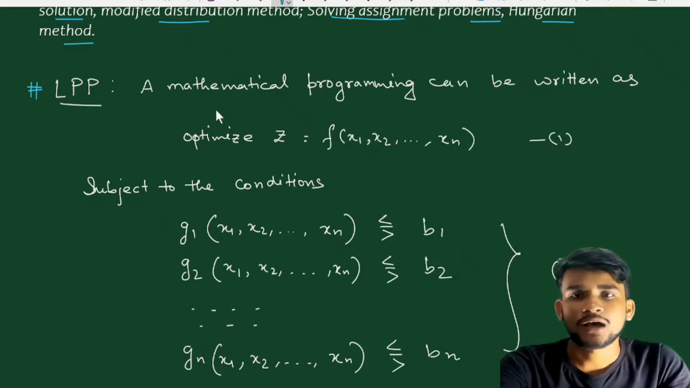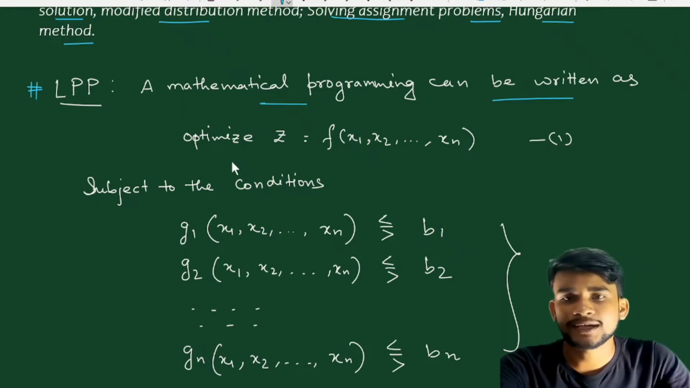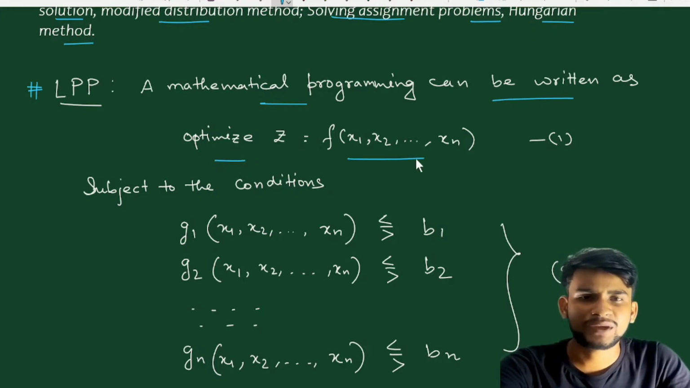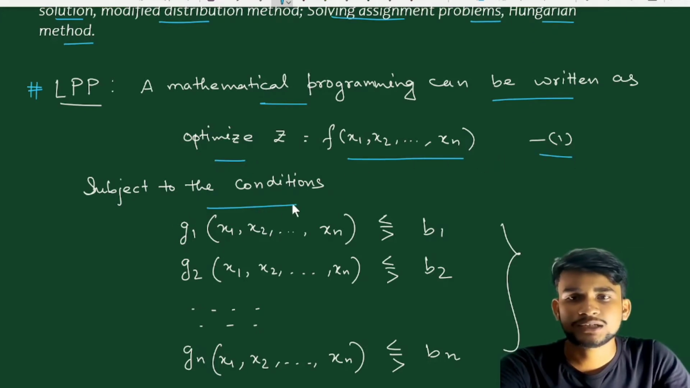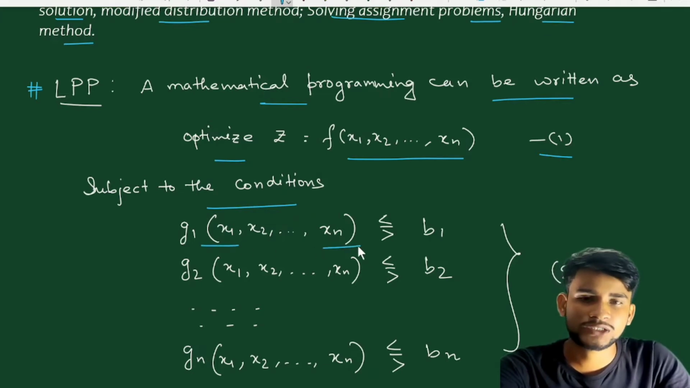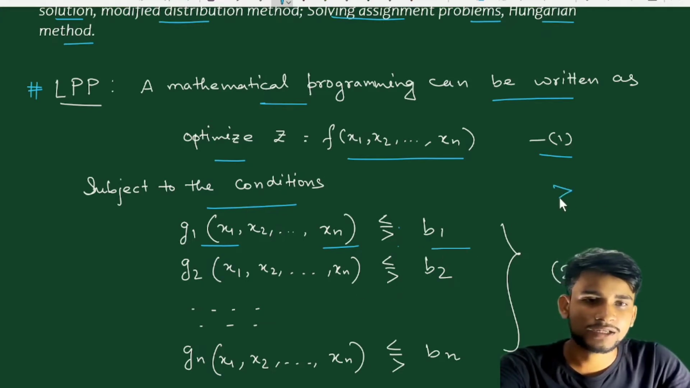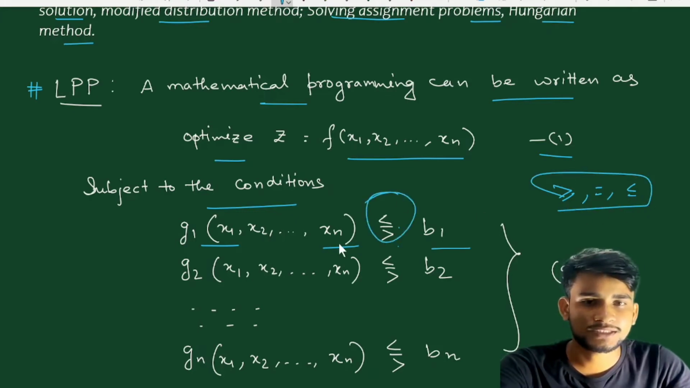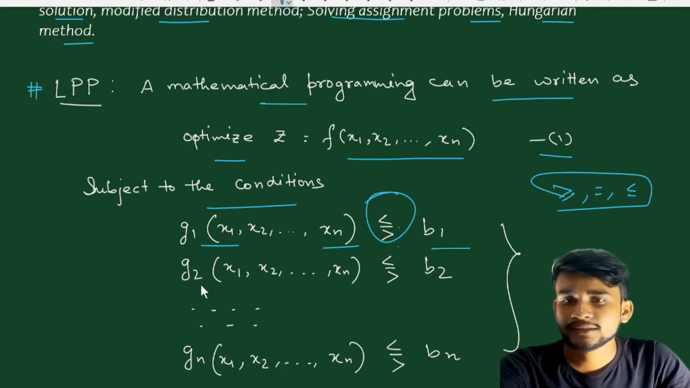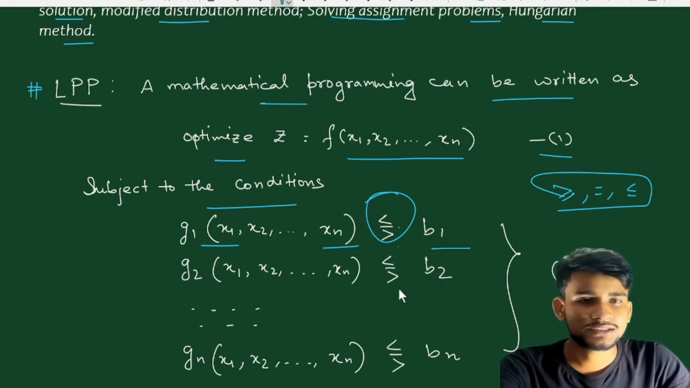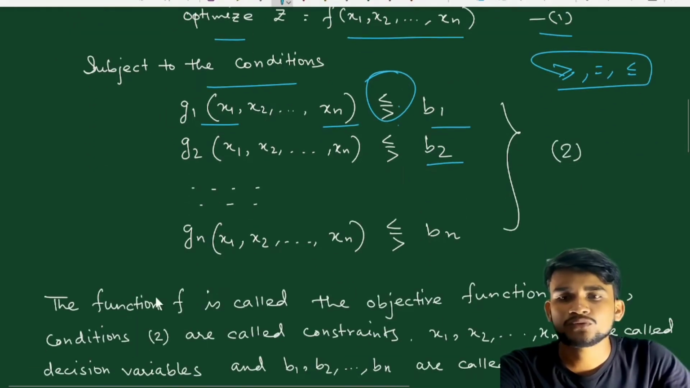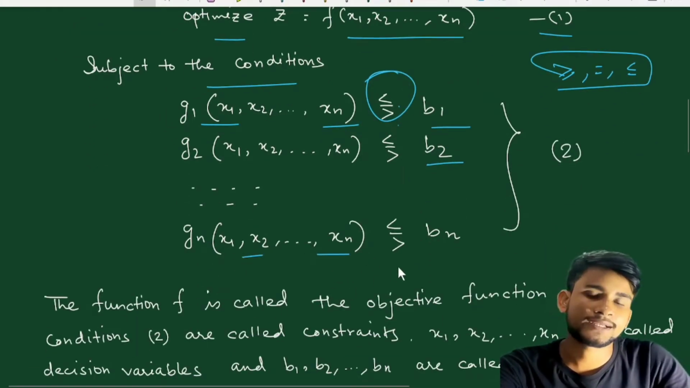A mathematical programming problem can be written as: optimize z equal to f of x1, x2, ..., xn, subject to the conditions g1 of x1, x2, ..., xn, with the sign greater than or equal to, less than or equal to, or equal to b1. These three signs are possible. Then g2 of x1, x2, ..., xn with one of these signs b2, and similarly up to gn of x1, x2, ..., xn with a sign bn.